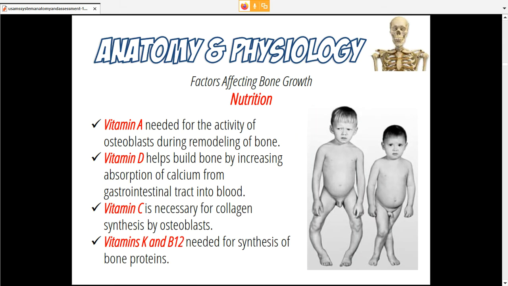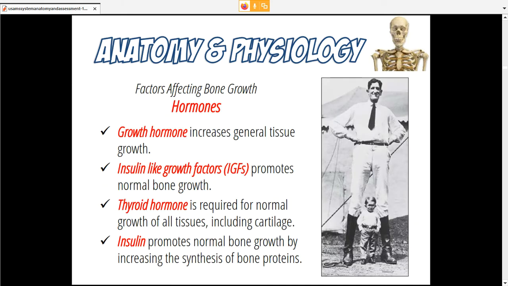Then coming to nutrition, these are the vitamins which are essential for the growth of the bones: vitamin A, vitamin D, vitamin C, vitamin K, and vitamin B12. Remember these vitamins which are necessary for bone growth. Then the hormones which are responsible are growth hormone, which is secreted by the anterior pituitary gland, and insulin-like growth factor. It promotes the normal bone growth. Thyroid hormone is required for the normal growth of all tissues.